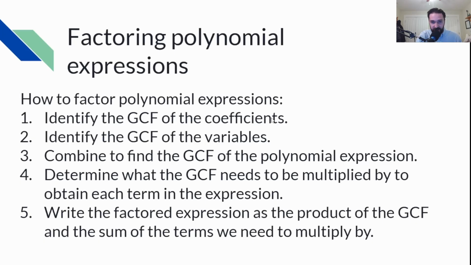We identify the GCF of the coefficients, we identify the GCF of the variables, and then we put those together. We combine them in a product to find the GCF of the polynomial expression. Then we determine what the GCF needs to be multiplied by to obtain each term in the expression. And finally, we write the factored expression as the product of the GCF and the sum of the terms we need to multiply by.